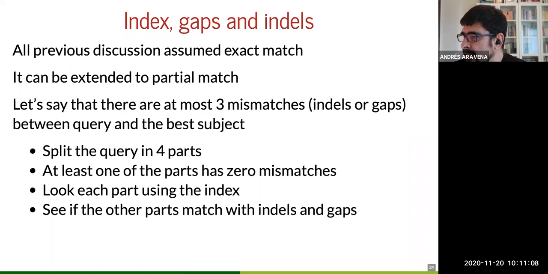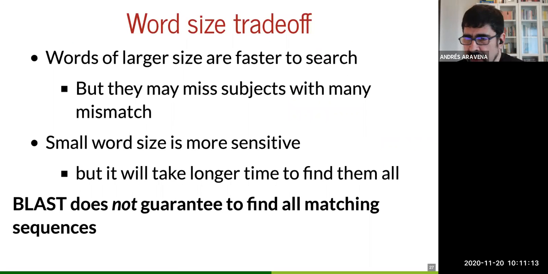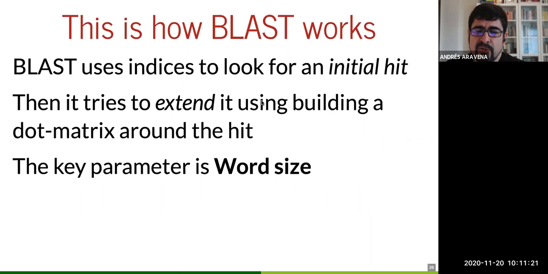The basic idea is that BLAST uses the index to look for an initial hit. BLAST is not telling you that now we found it. The index is only telling BLAST what the starting point is, and then it tries to extend it. That extension will say, did we find the whole sequence? Can we build the matrix with a long enough sequence or not?